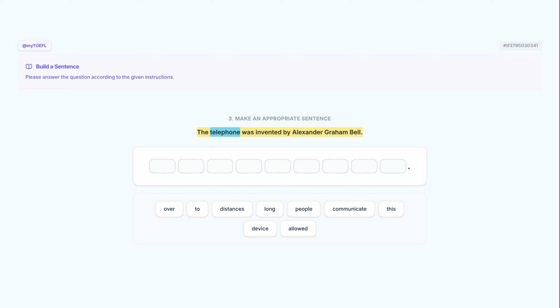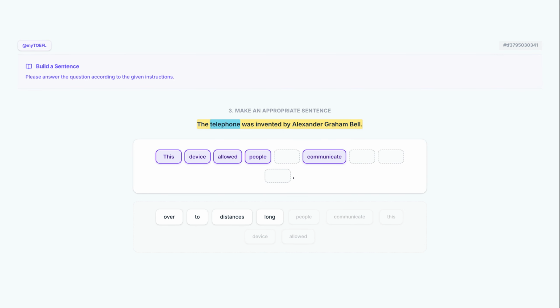First, we place the demonstrative adjective this. Then, we add the noun device. Next, we need the verb allowed. Following that, we place the object people. Then, we add the infinitive marker to. Next, we place the base verb communicate. After that, we add the preposition over. Then, we place the adjective long. Finally, we add the noun distances.